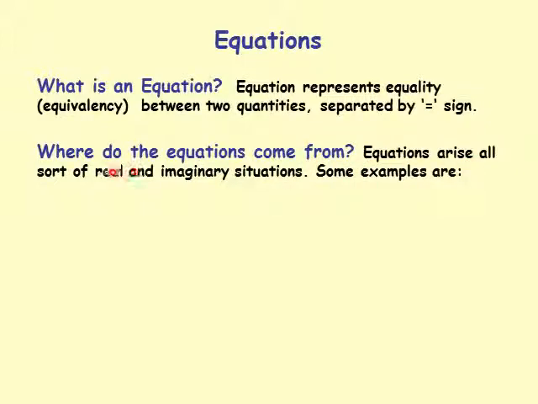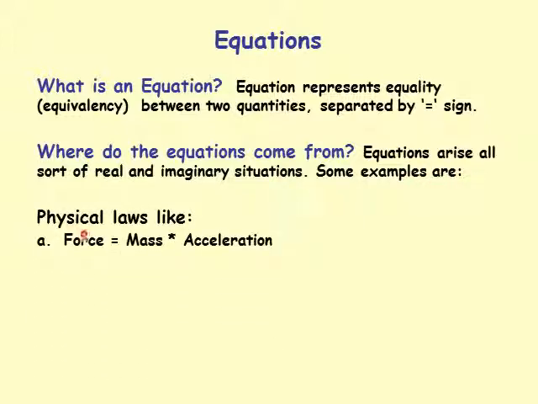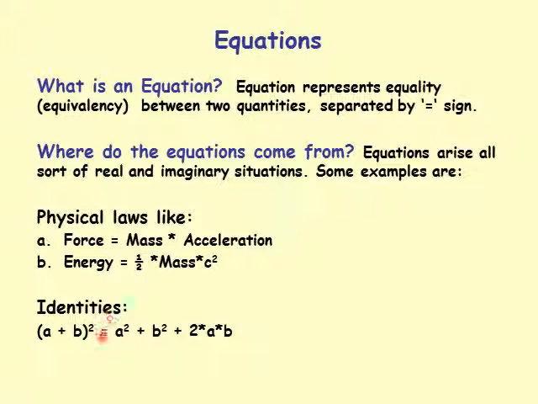Equations arise from all sorts of real and imaginary situations. Some examples are physical laws. Force is equal to mass times acceleration, that's Newton's law. And energy is equal to mc squared, that's Einstein's theory of relativity. There are also identities given by equations, where the square of a plus b is equal to a squared plus b squared plus 2ab. We use these identities to evaluate the left side in terms of the right side. Let us continue here.